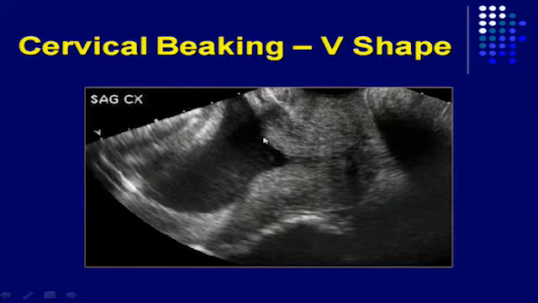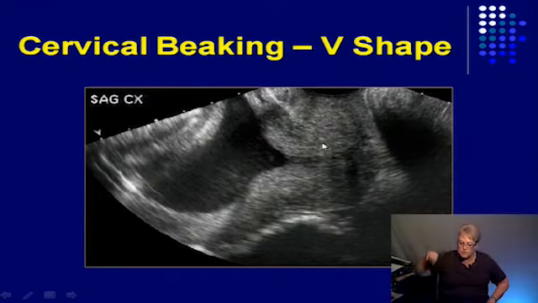So we used to measure the total length, the shortened length, and try to get an overall estimate of the length. Now, really what you're interested in is what is the residual cervical length? What is the closed cervical length? And you don't go all the way back here to the vag cuff. It's this area right here. That's what you're measuring.